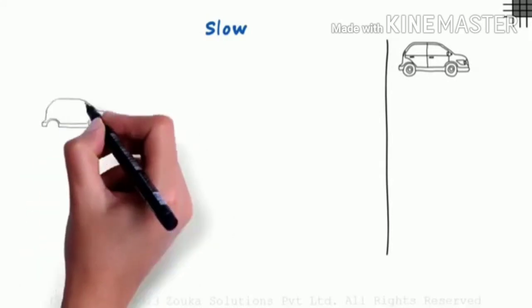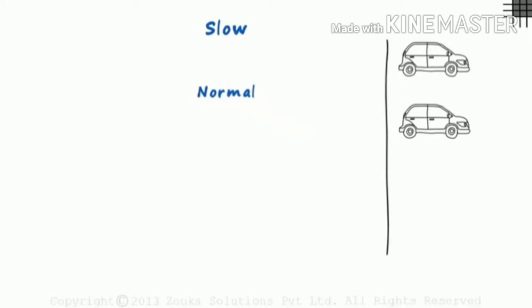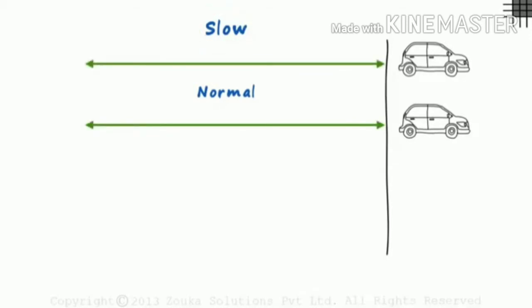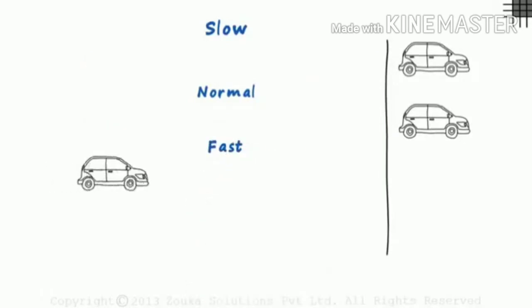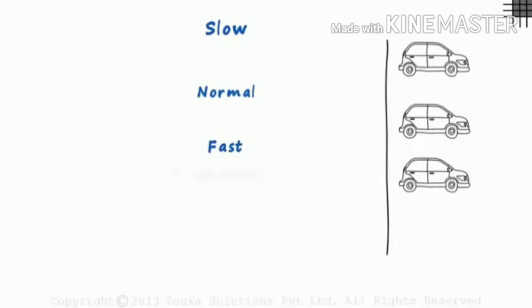Now assume that the car travels at a normal speed. It took long, but it was definitely faster than the time it took in the previous case. Remember, the distance is constant in both the cases. Now assume that the car travels fast. Well, it took the car about 3 seconds to reach the finish line.